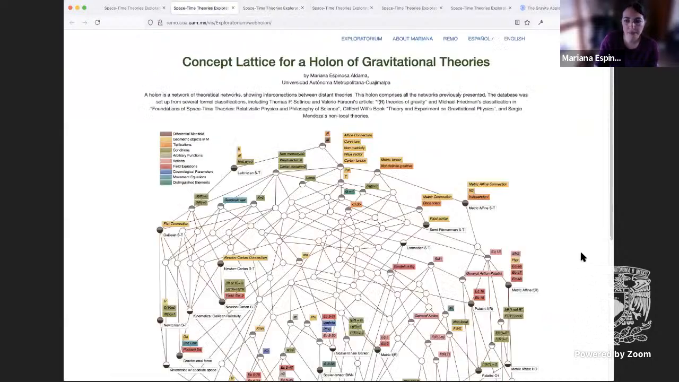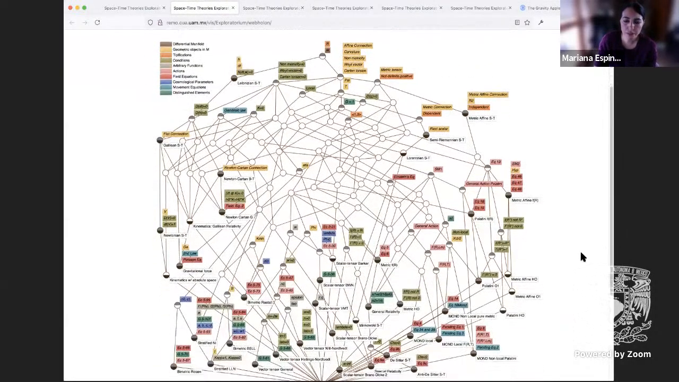Okay, and finally, I'm going to show you the one that I call the holon of theories, where I have included all of the theories that I have found formulated in a Lagrangian set theoretic formulation, all of them based on a 4-dimensional manifold, which would be the attributes for the top node here.